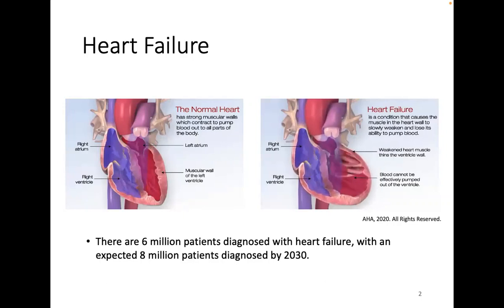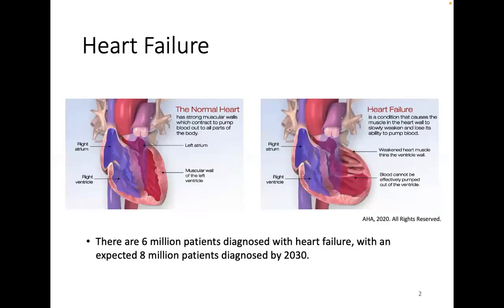This leads to a number of complications in patients with heart failure, and it's quite a debilitating disease. Furthermore, it's also a very common disease, with roughly 6 million patients currently diagnosed, with that number only expected to rise in the coming years, with an estimated 8 million patients diagnosed with heart failure by 2030. The severity of this is also a big concern because there's no true curative therapeutic for heart failure.